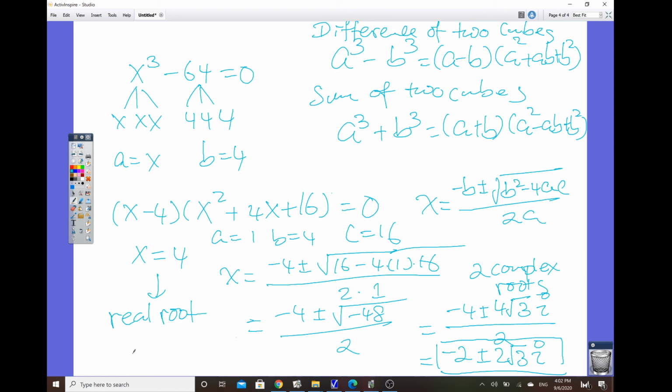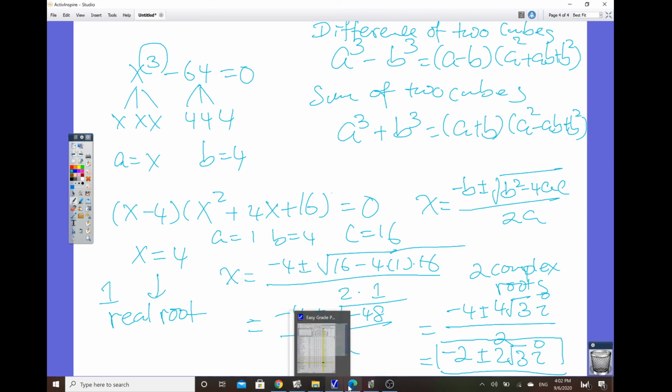And then all the solutions together, the total number of zeros, we do have 3 of them: 1 real and 2 complex roots. Again, total, it's 3 solutions, 3 zeros.